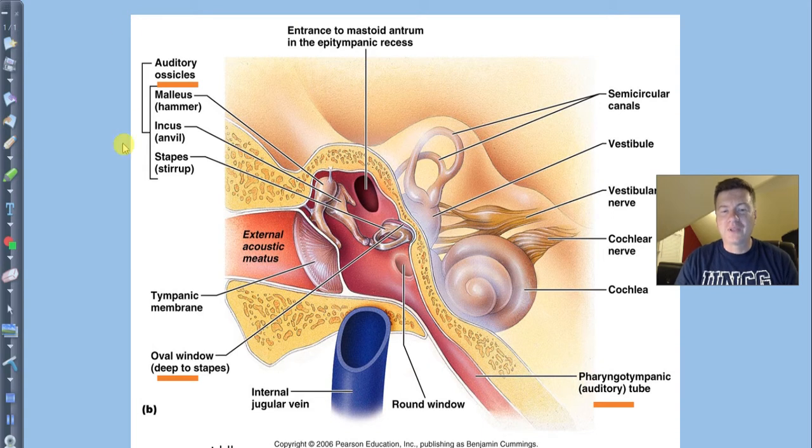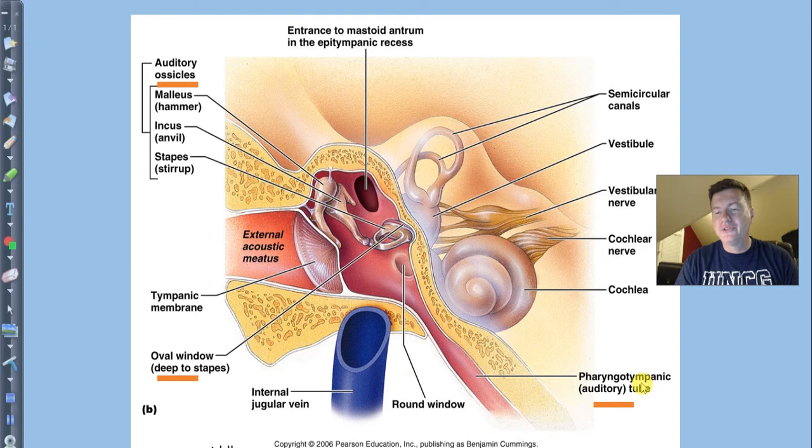But let me show you. Okay, this is the malleus, this part here. This is the incus, and the stapes is kind of the horseshoe-shaped piece right here. And it actually has a little membrane behind this called the oval window, and we'll again focus on that role when we get into hearing too. You also see this tube that extends here.